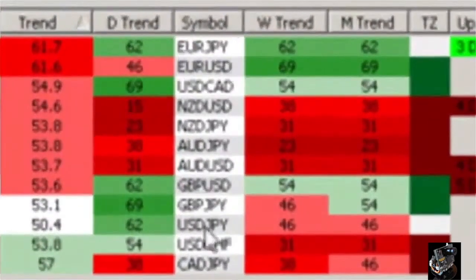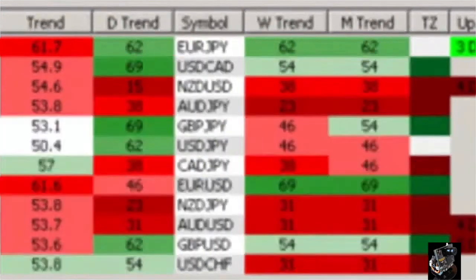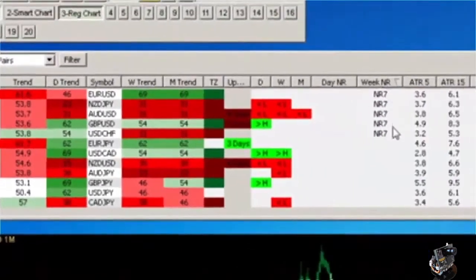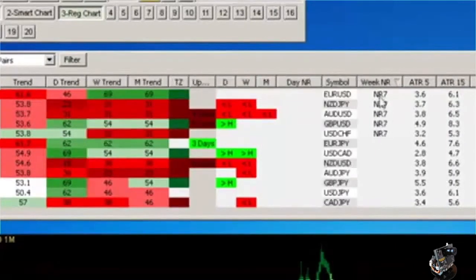So now we've got 12 major pairs going in simultaneously. They're all battling it out. And at the same time, as a weekly narrow range, NR7s are the ones that are actually going to have a breakaway. That means these are the ones I'm going to focus on for the next 2-3 days. NR7 is getting ready to break out. So one of them is pound dollar.